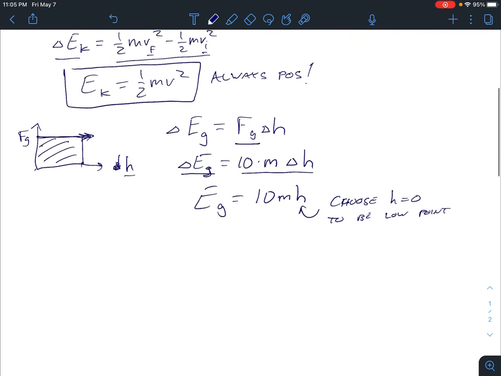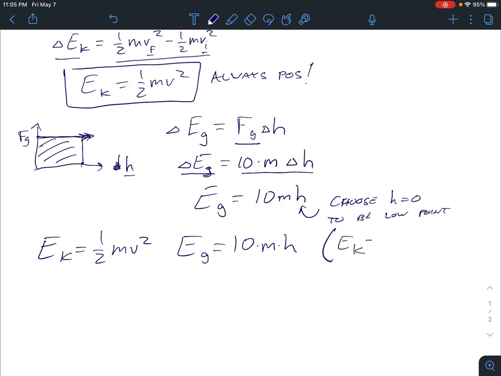Okay, so quick summary of what we did here. EK is equal to 1/2 mv squared. EG is equal to 10 times mass times h, and then we already knew that the spring energy is equal to 1/2 kx squared, where k is a spring constant and x is how much you've either stretched or compressed the spring. I'm putting that in parentheses here. I'm just adding it in here because these are our three important mathematical models for energy.